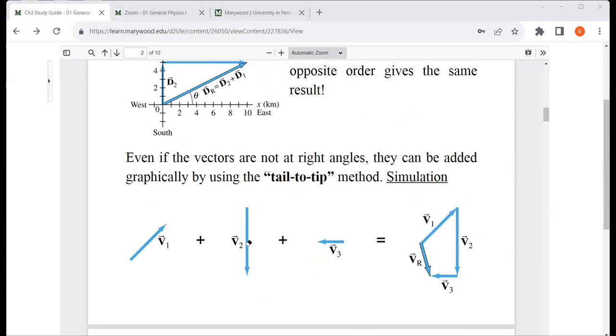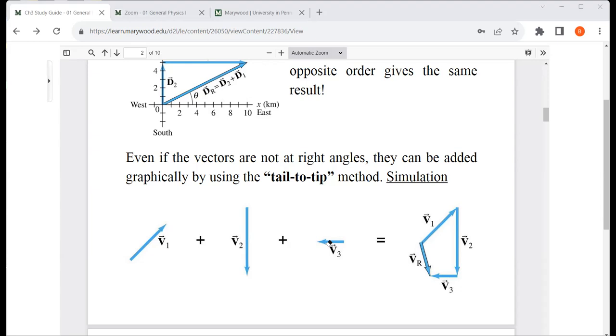So in the last problem we basically added two simple vectors, one along the east, one along the north. Now we can add vectors in random directions. For example, here in this problem we have v1, v2, v3. So v1 is in some random direction, v2 looks like along the south, and v3 looks like along the west. But it doesn't matter what the directions of the individual vectors are, the rule is the same. So what is the rule?